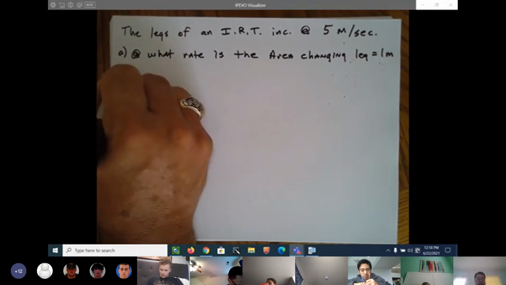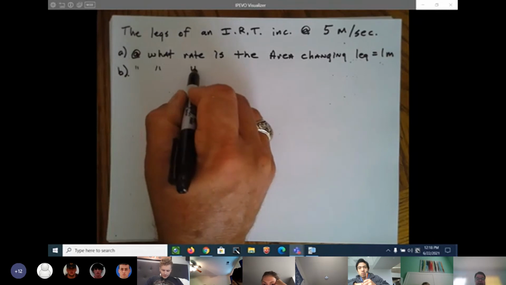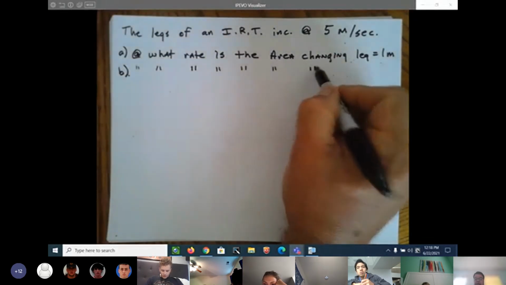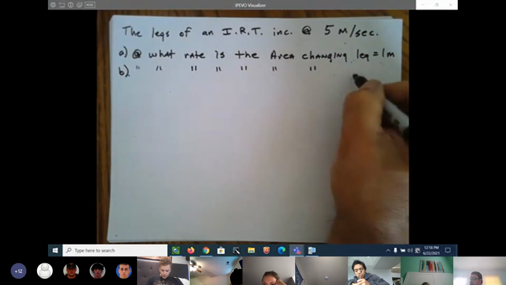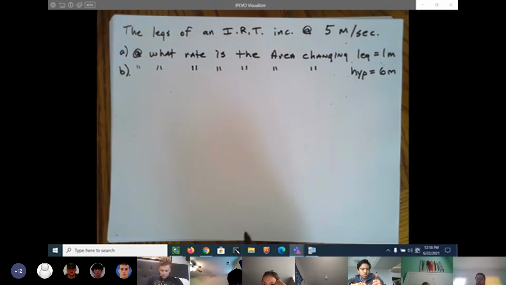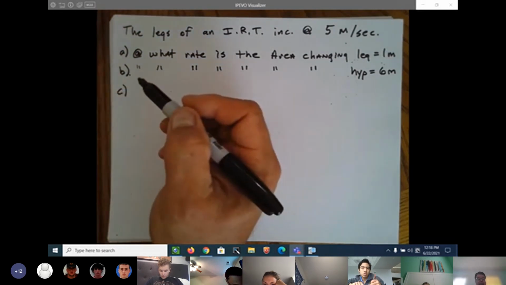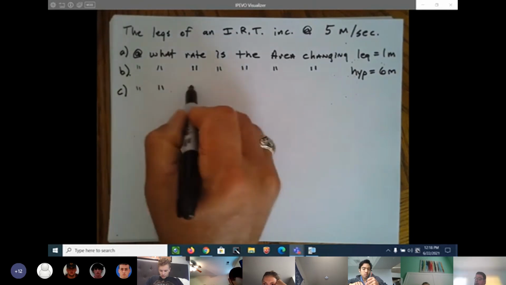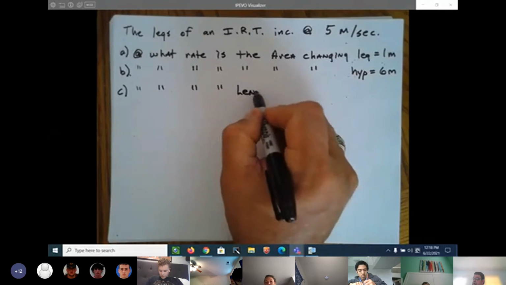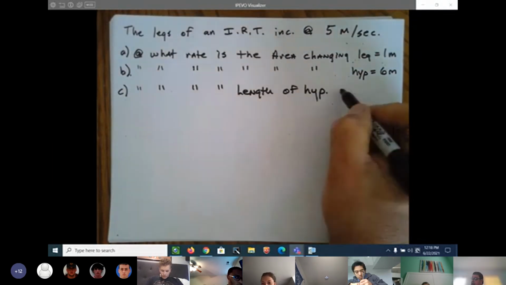And then B, at what rate is the area changing when the hypotenuse is equal to 6 meters? And C, at what rate is the length of the hypotenuse changing?